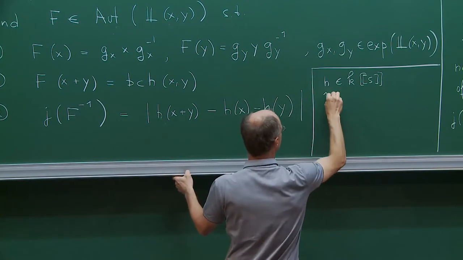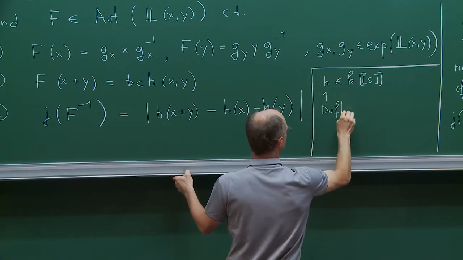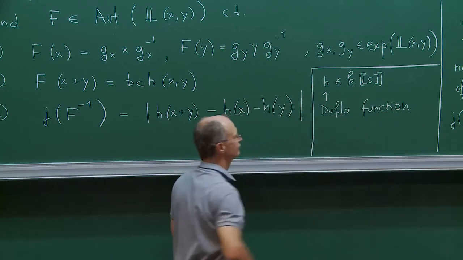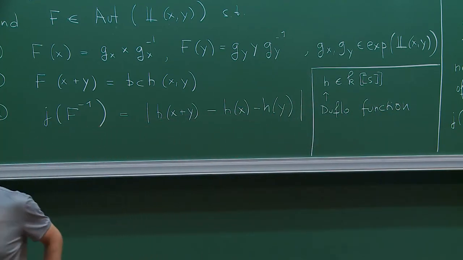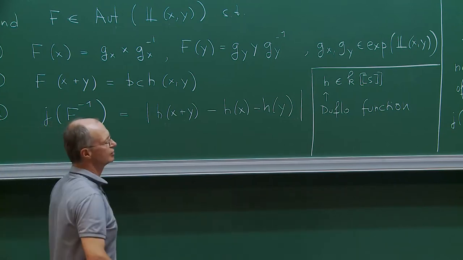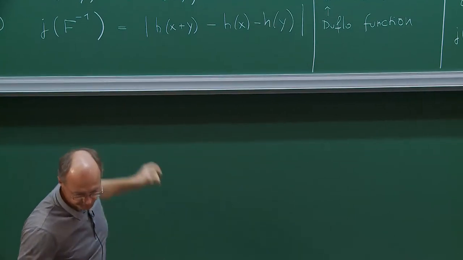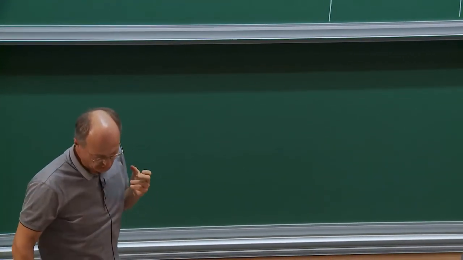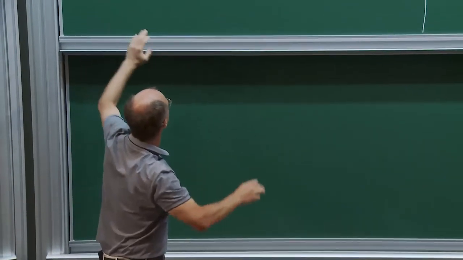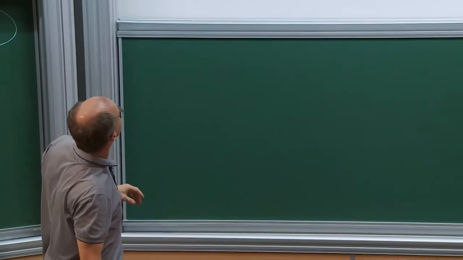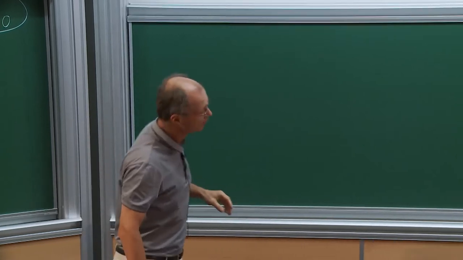So this H is one of the versions of the Duflo function. So that's related to the Duflo functions which were mentioned yesterday. Right. So the question is to find such an F. Of course, at first it doesn't look like a very natural problem.